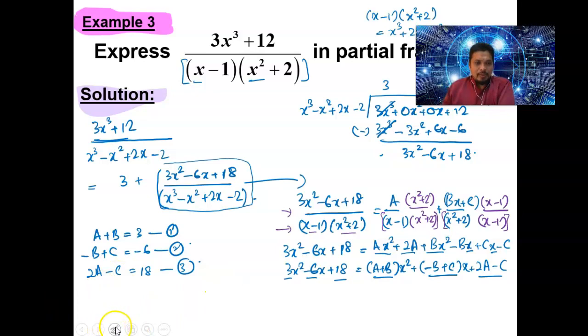Okay, so let's try from equation 2. From equation 2, c equal to negative 6, negative b bring the side become positive, plus b. Let's make this equation 4.